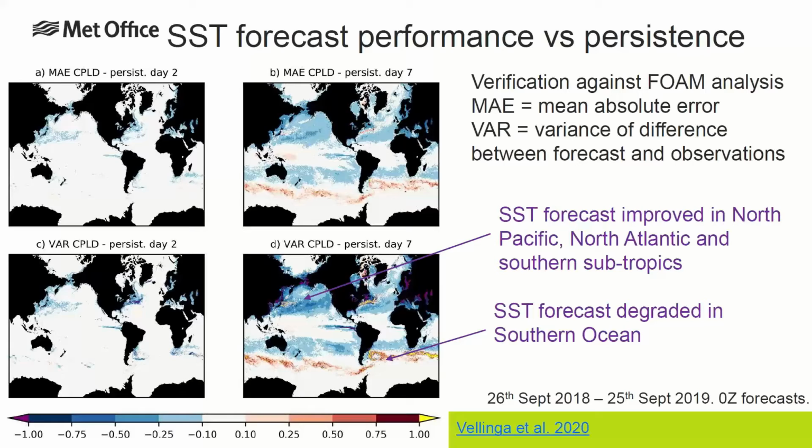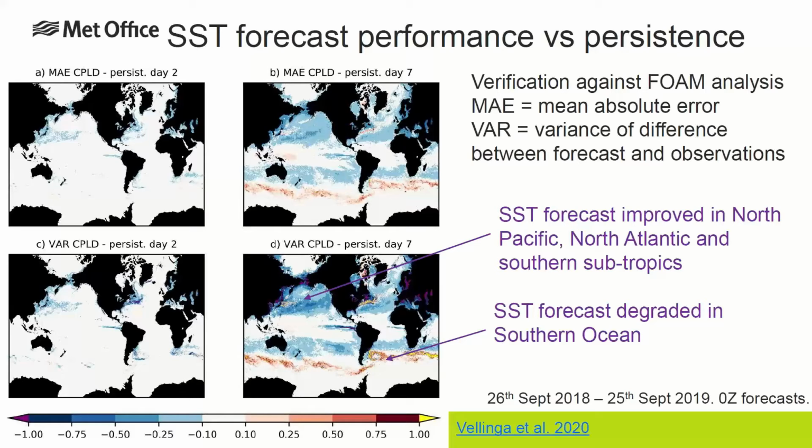Blue is basically where the biases have reduced and the model has improved, and red is where the biases have worsened. So you can see that generally the model's improved, especially in the subtropics and the northern higher latitudes.